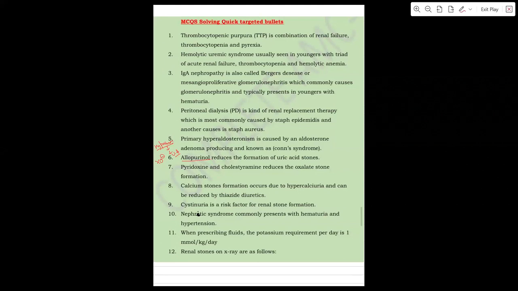Yeah. Number 7, pyridoxine and cholestyramine reduce the oxalate stone formation. Yeah. Can you see the number 8, 9, 10 now? Yeah, but we haven't gone through number 7, pyridoxine and cholestyramine reduce the oxalate stone formation. Yeah, because cholestyramine makes a compound with oxalate that doesn't allow the absorption of oxalate. When there is more oxalate in blood, then it makes the calcium oxalate stones in the kidney. They're like the most common stones in kidney. So that's how it works. You just have to remember a few things. Okay, let's move to the next page.